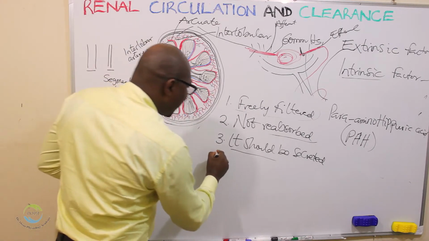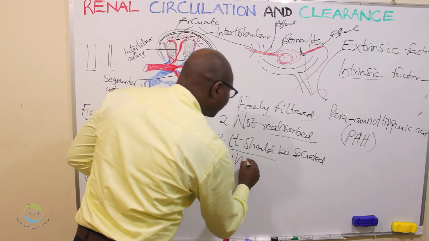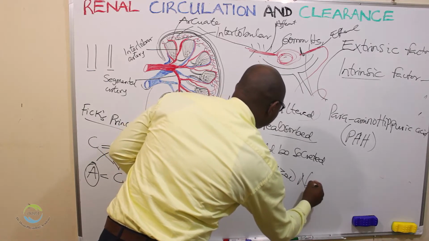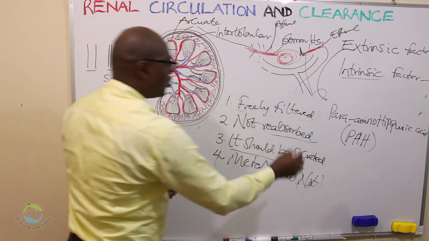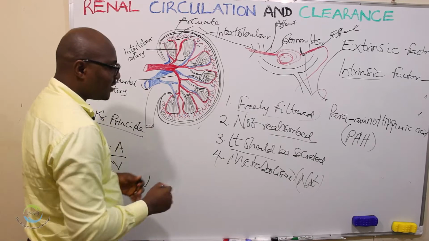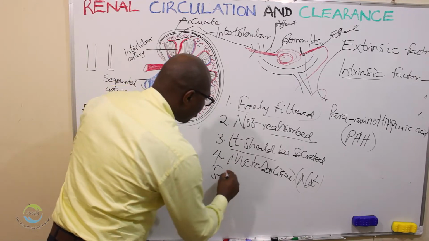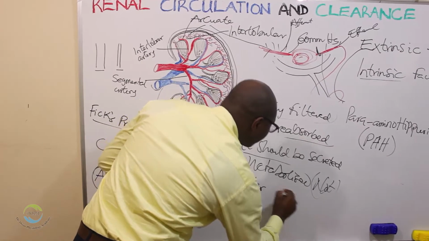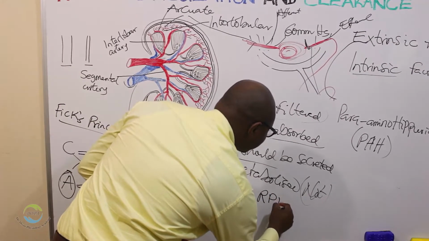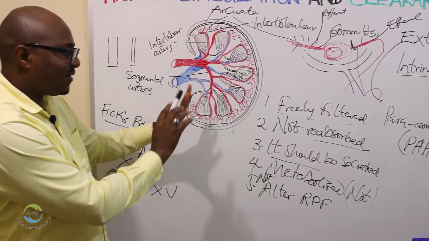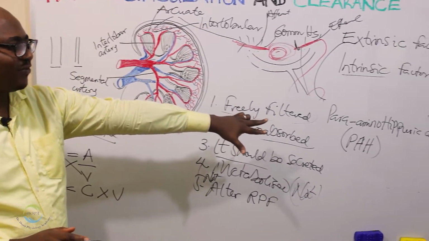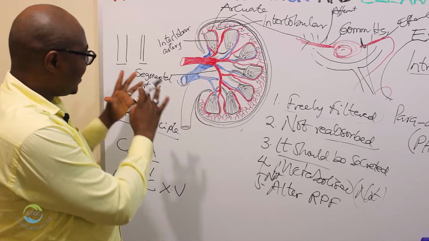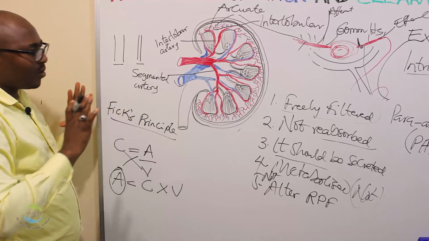So another thing you can still add, it should not be metabolized. Of course, that's basic. Should not be metabolized, should not be toxic. Another one is that it should not alter renal plasma flow. So these are the things that this substance here fulfills. So that's what we use. So it's the ideal substance we need to measure renal plasma flow.